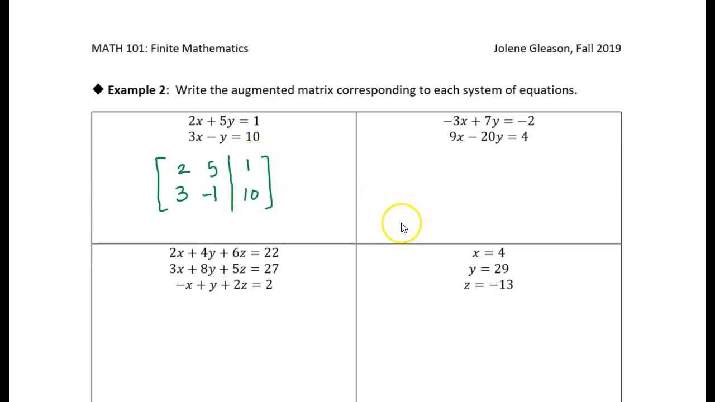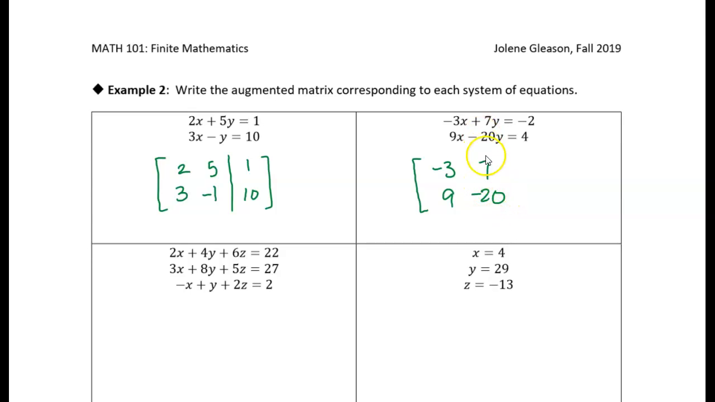All right. So you can pause the video and go ahead and try this next one. I think it's pretty straightforward. You basically just take the coefficients and put them in a matrix. All right. So here's what we get. We have a negative 3 is the coefficient on the x. 7 is the coefficient on the y, and then we have 9 and negative 20.